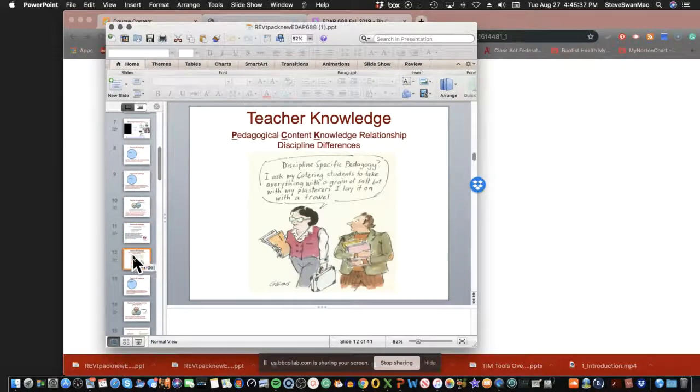Now, I'll show you this little cartoon. "I ask my catering students to take everything with a grain of salt, and with my plastering students, I lay it on with a trowel." So it's a really bad cartoon and I need to get it changed. Basically what it's saying is she's matching up the pedagogy to the individuals that she's teaching.